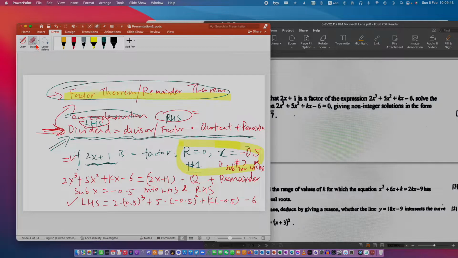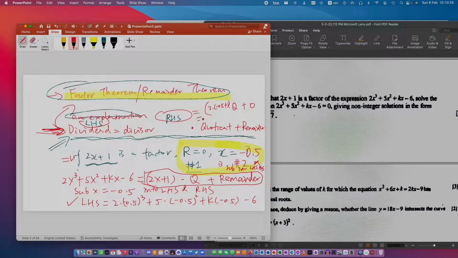Let's start from today. The divisor is also a factor. So the divisor is 2x plus 1, times the quotient, plus the remainder. This is the right hand side, so I need to sub x into it. 2 times negative 0.5, plus 1. This will give me 0, but let's not assume it's 0 first. Don't assume. Just put it in.